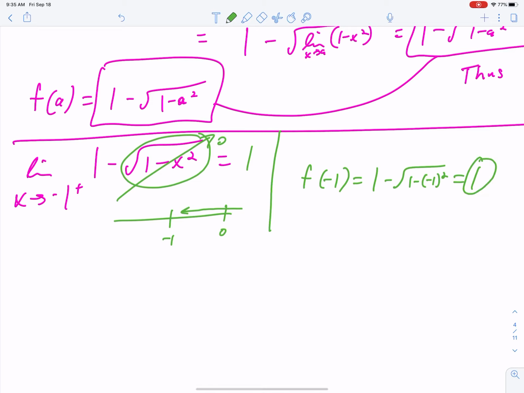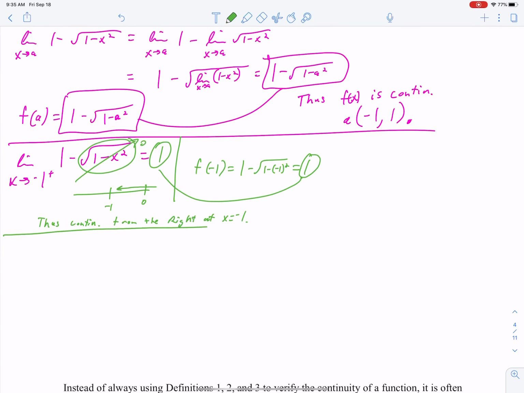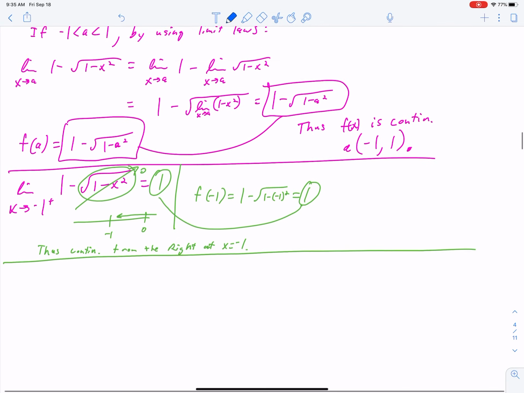So we have this. The function value exists from the right, at that a value, and it's equal to the limit from the right. So thus, continuous from the right at x equals negative 1. Okay, so now we caught that left endpoint. Let's do the right endpoint now. Positive 1.